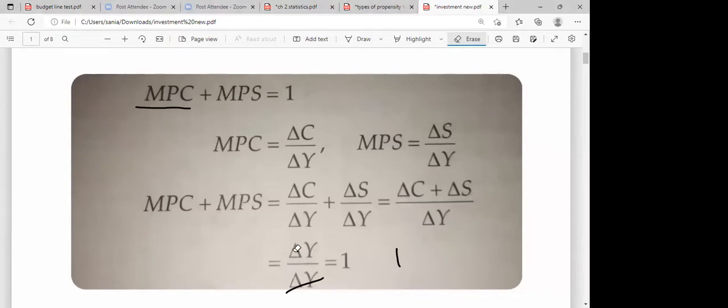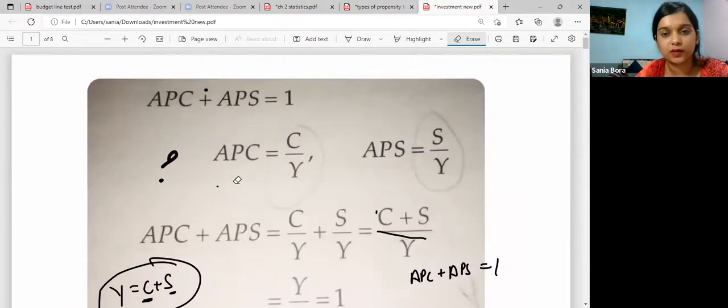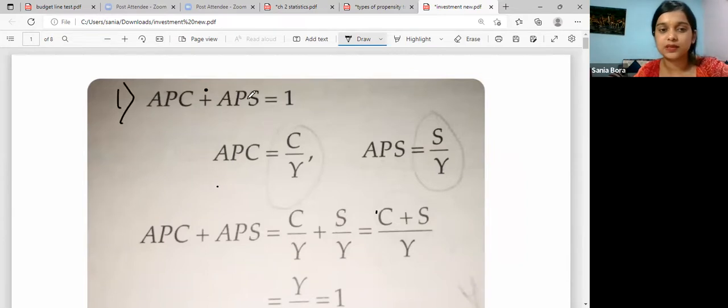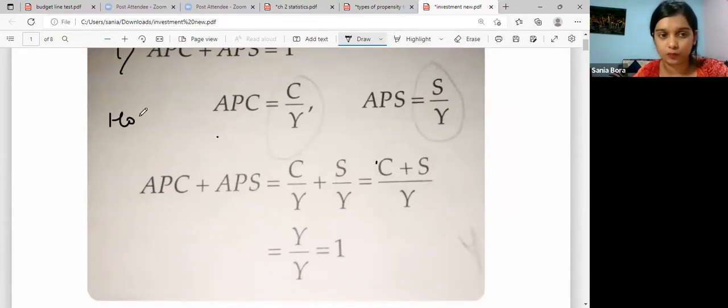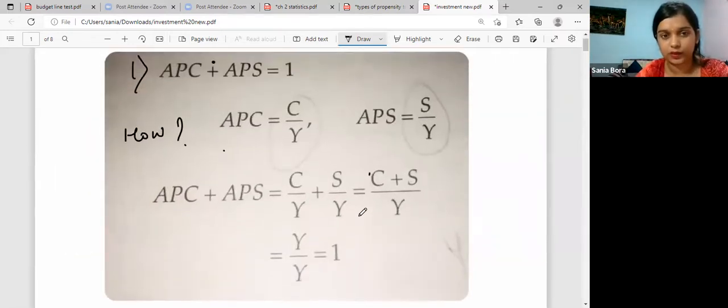Okay. So first of all, you will write this formula. I'll just tell you how you're going to do it. So you're going to write first APC plus this. And after that, you'll write how. So this is how. Do it and then I'll do it for MPS as well.